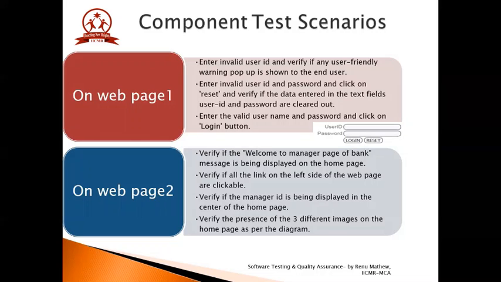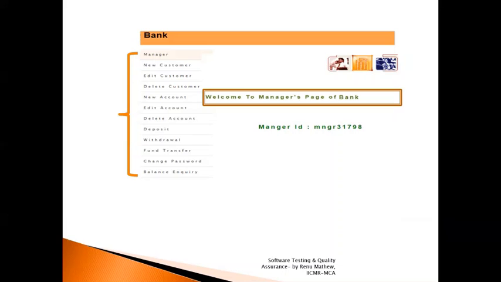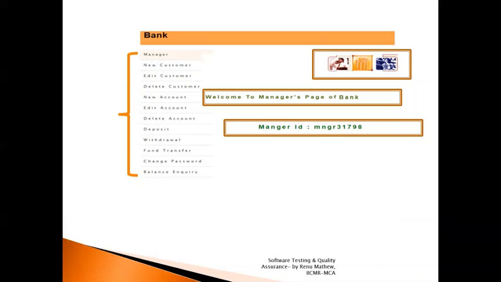Similarly, the component test scenarios for the web page 2, that is for the home page, can be verify if the welcome to manager page of bank message is being displayed on the home page, or it can be verify if all the link on the left side of the web page are clickable, or it can be verify if the manager ID is being displayed in the center of the web home page, or it can be verify the presence of 3 different images on the home page as per what is given in this diagram.